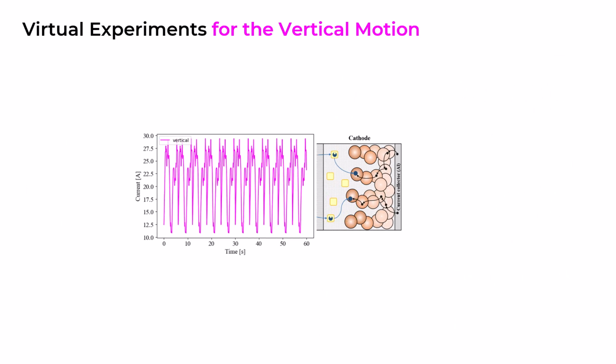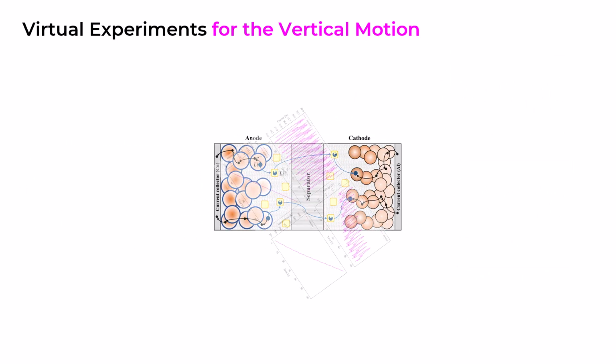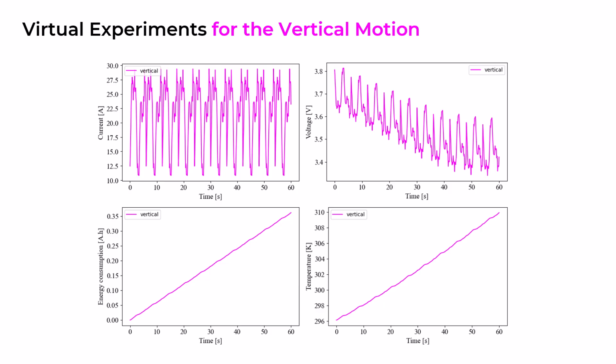This slide shows results of the virtual experiment for the vertical motion, including general outputs such as energy consumption and temperature. Further, the results also include degradation information, so we can analyze detailed degradation impacts.